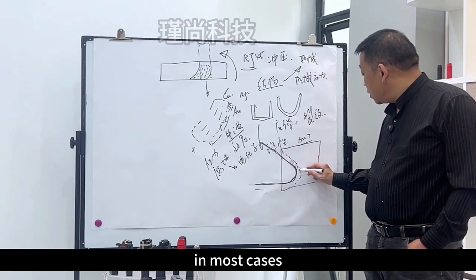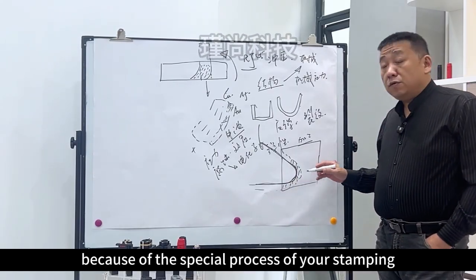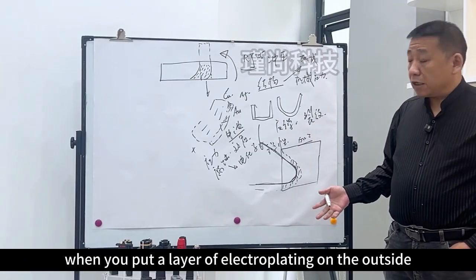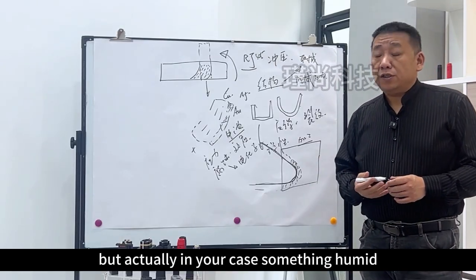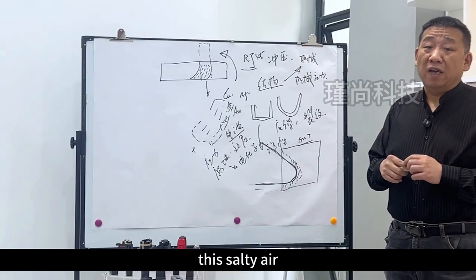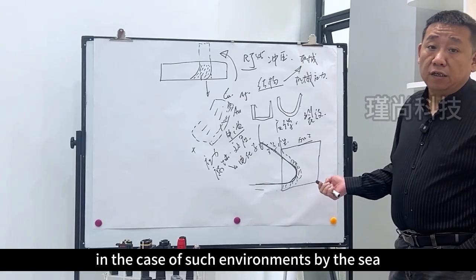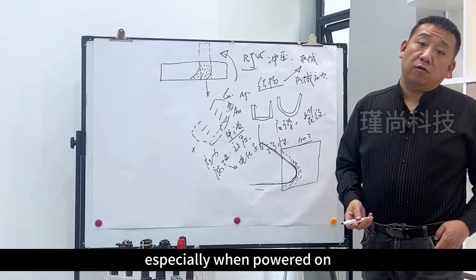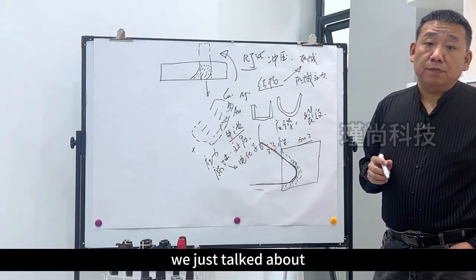in most cases forms microscopic cracks. Because of the special process of your stamping, it will crack in this place. When you put a layer of electroplating on the outside, in fact, you can't see this crack. But in a humid or more seriously oxidizing environment, with salty air, in places by the sea, the corrosion of this place is very fast, especially when powered on. It forms the microscopic battery effects we just talked about.